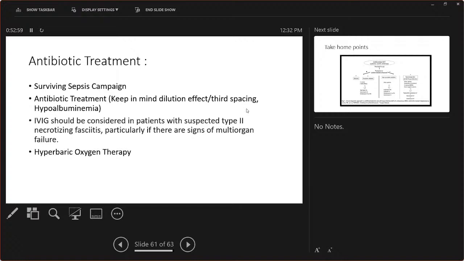Antibiotic treatment, we should follow the Surviving Sepsis Campaign. We should keep in mind the dilution effect and third spacing present in necrotizing soft tissue infection, and these patients will most commonly also have hypoalbuminemia. IVIG should be considered in patients with type 2, that is group A streptococcus, and hyperbaric oxygen therapy can also be considered.